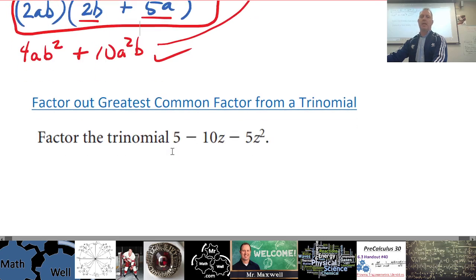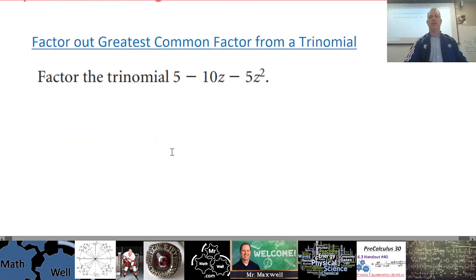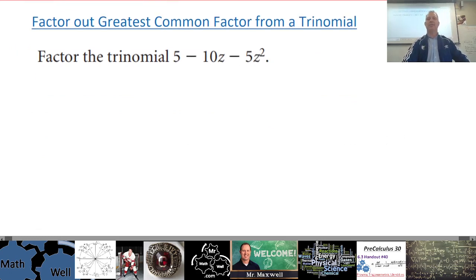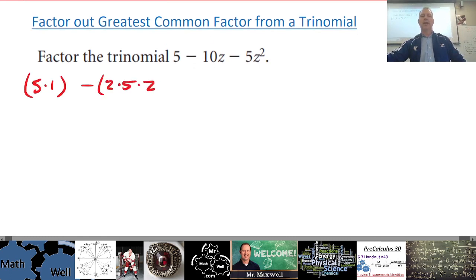But anyways, how does this translate to a trinomial? Well, it's pretty easy actually. We do the exact same thing. So the long way, again, 5 times 1 minus 2 times 5 times z minus 5 times 1 times z times z. Okay? All right. Now, what's common to all three? There's a 5. It's common to all three.